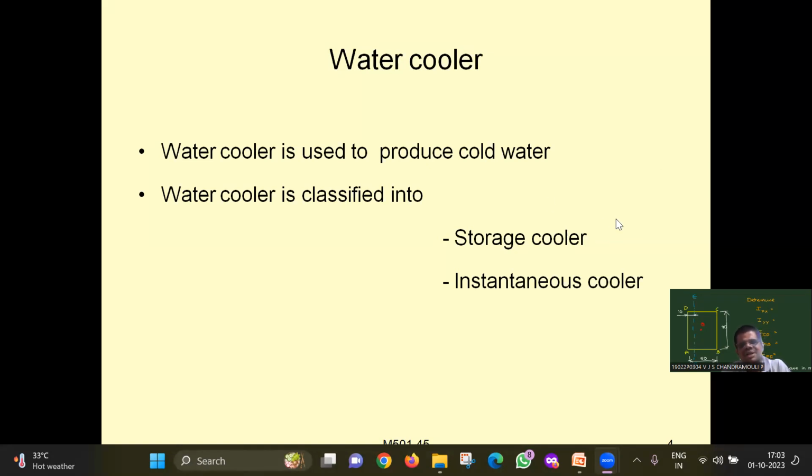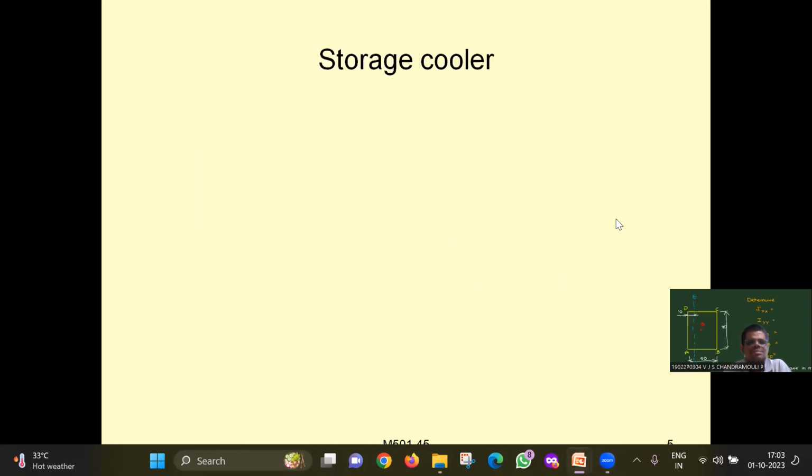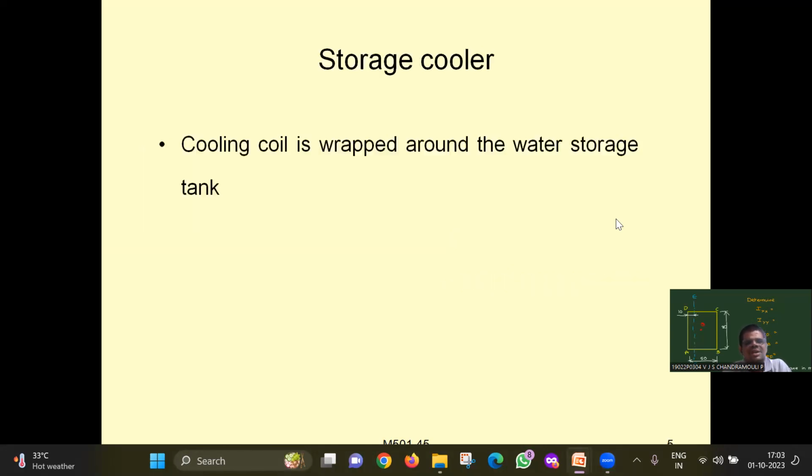But in case of a storage cooler, it takes some time to get the cooling. But an instantaneous cooler is not like that. We'll get the cooling water immediately. So in the storage cooler, the cooling coil or the evaporator coil is wrapped around the water storage tank.